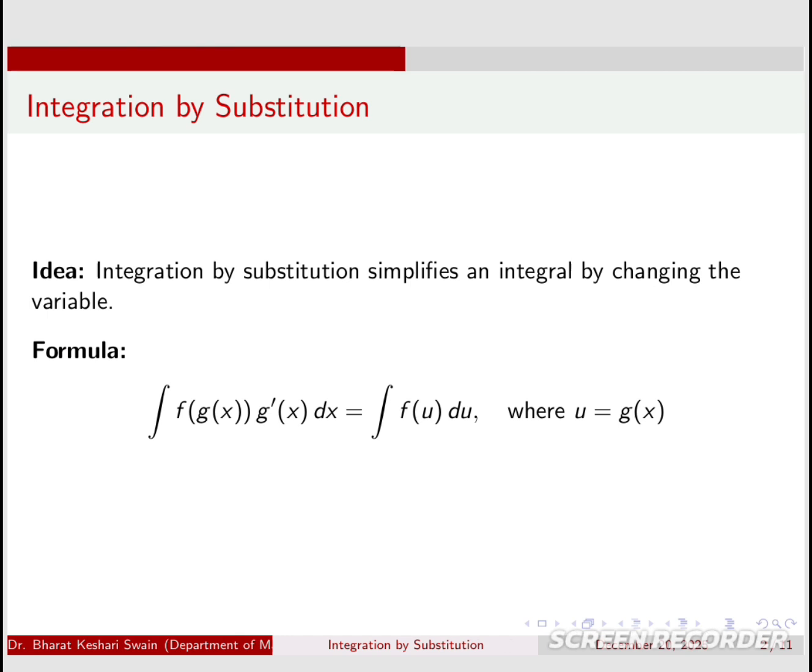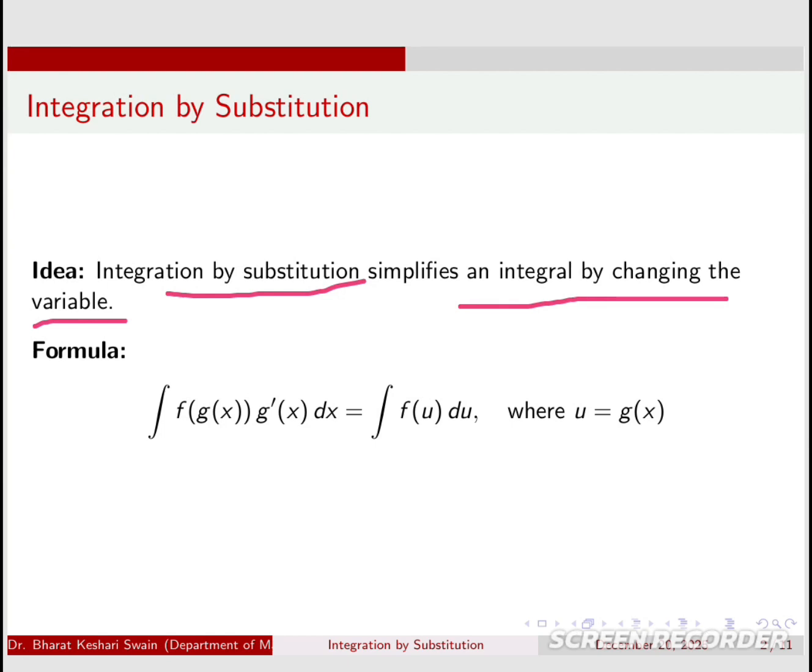Now, integration by substitution, what is the idea behind it? Integration by substitution simplifies an integral by changing the variable. Okay, and what is the formula?